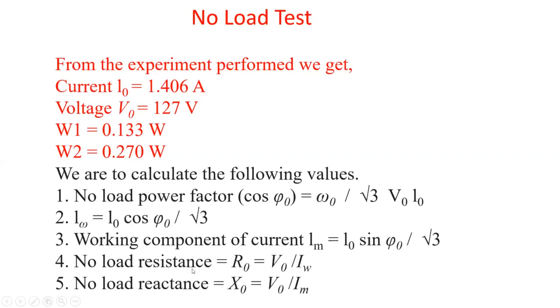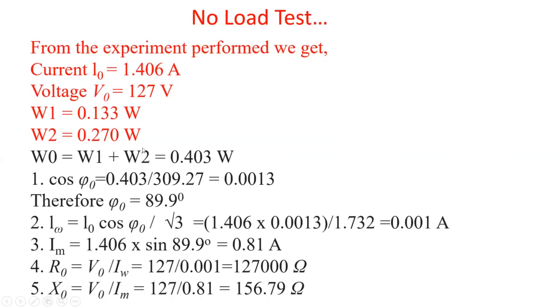Now no load resistance R0, if you want to calculate, it is equal to V0 upon IW. IW you have calculated from this. And the no load reactance X0 is equal to V0 upon Im. Im is the working component of current which you have calculated from this. Okay. So for this particular thing, let us calculate all the values.